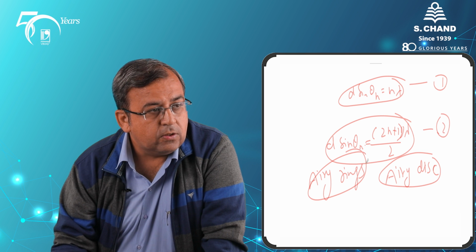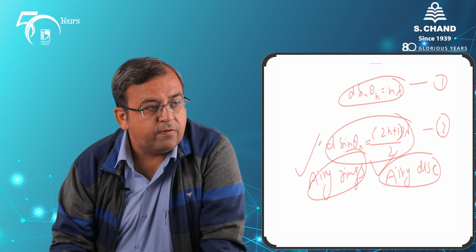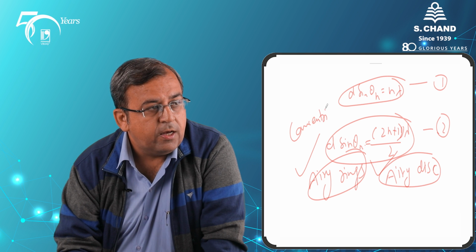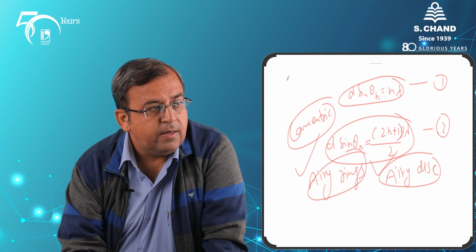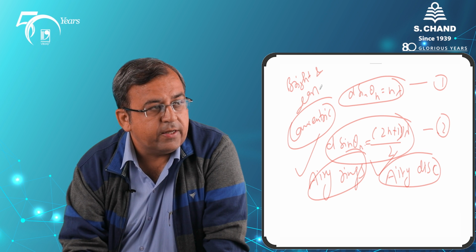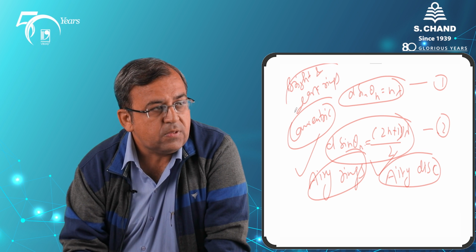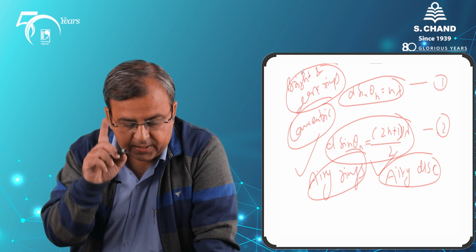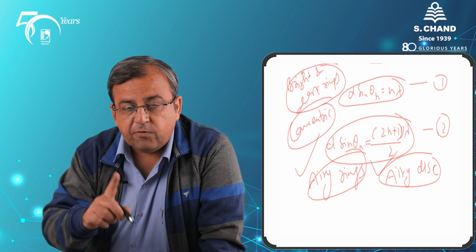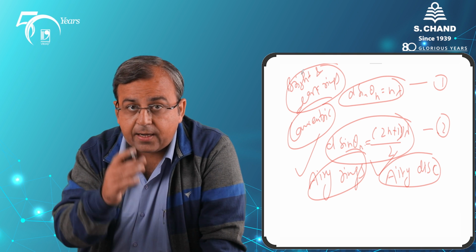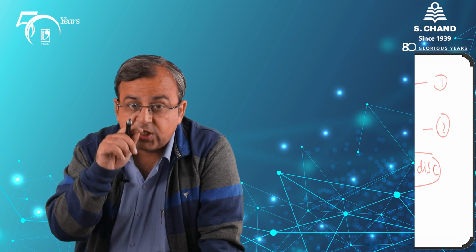So this is the Airy disc, and we are talking of Airy rings, and it is important to note that they are concentric bright and dark rings. I hope it is clear to each and every one of you. The Airy disc is surrounded by alternate dark and bright concentric rings called Airy rings, right?